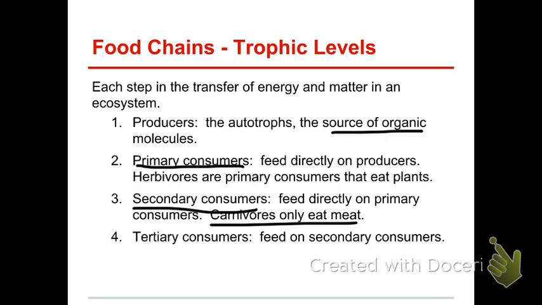And then finally, third level consumers most likely are carnivores, but they feed on secondary consumers. And that's about where we get. You could get to a fourth level. We'd call it a quaternary consumer. But you don't usually get past that. Again, there's not enough energy to get up that high. We'll talk why in a little bit.